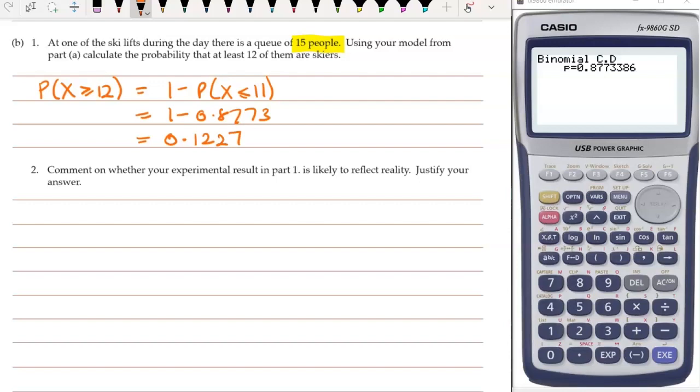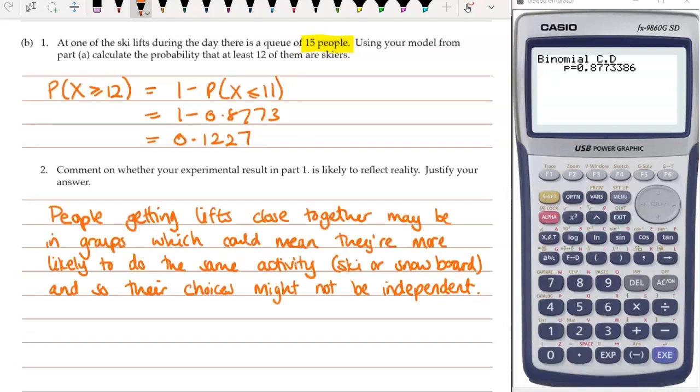And then part 2, comment on whether this is likely to reflect reality. So think about the justifications we made in the first part and whether any of them wouldn't hold true. Now, I'm thinking if you're going skiing, you could possibly be in a group, and so the independence factor wouldn't be there. If you're with a group of people, you're probably doing the same sorts of activities. So skiers would ski together and snowboarders snowboard together. So it may not reflect reality. I'll write something up about that now. And there are other possible answers to this question as well.